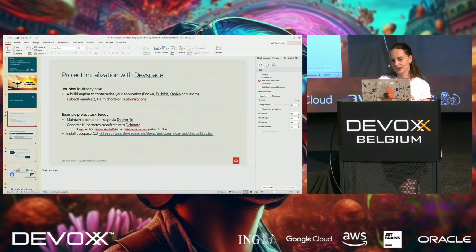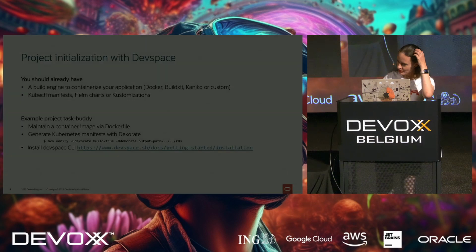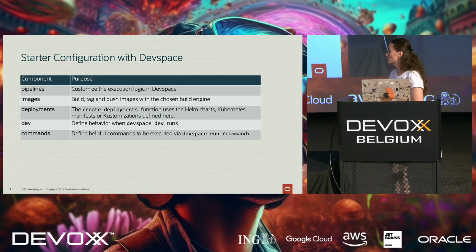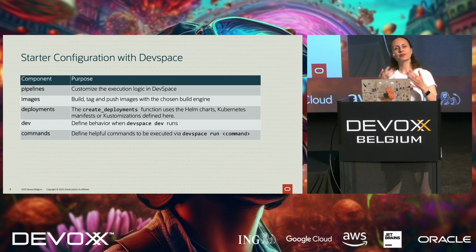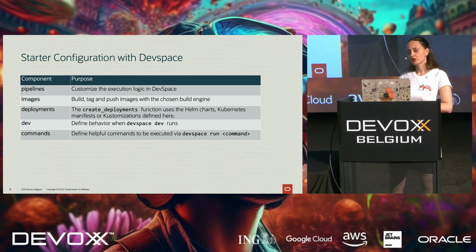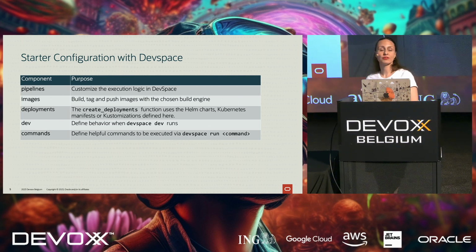let me get to the presentation of it. There are a few components that I showed you earlier. There are the pipelines. You can customize what you are running with your logic within DevSpace. There are the images, so you can define multiple images that you're working with. Your project maybe has more images. And you can also define how you're building, tagging, and pushing them.